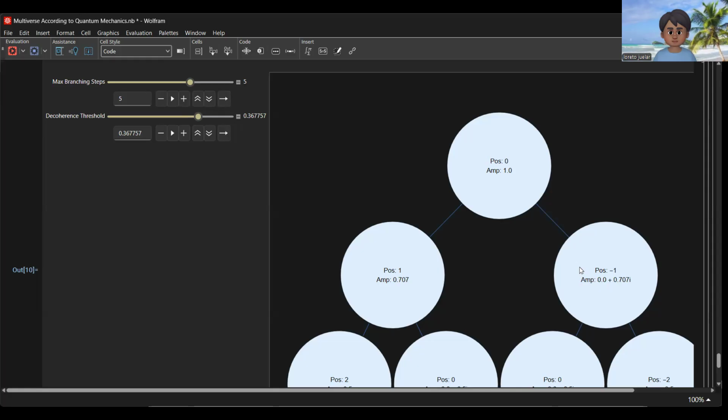In this simulation, 0.707 is an approximation of 1 over square root of 2. This specific value is chosen because when you calculate a 50% probability, 1 over square root of 2, squared, is equal to 0.5. So here is a deeper physical example of how this node enables the multiverse.